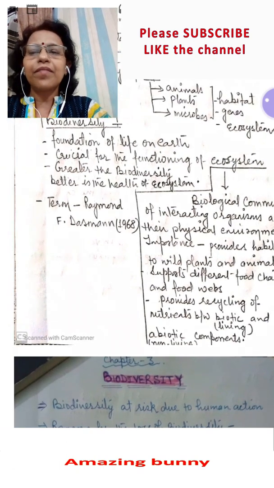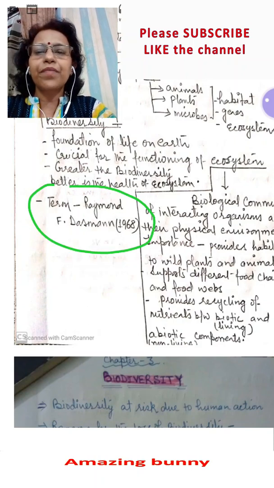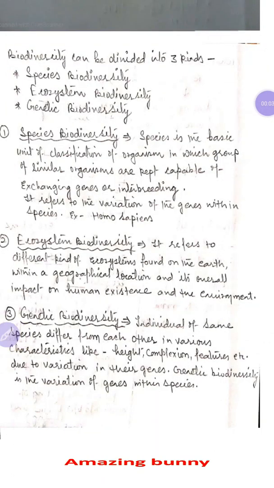Now this term biodiversity was given by Raymond F. Dasmann in 1968. Students, you are very much familiar with the definition of biodiversity, and you also know what a species is, and you also know the concept of ecosystem and genetic. Genetic means the genetic constitution, that is, we'll talk about the genes. So biodiversity, that is the variation in fauna and flora, is divided into three kinds. That is, there are three types of biodiversity.